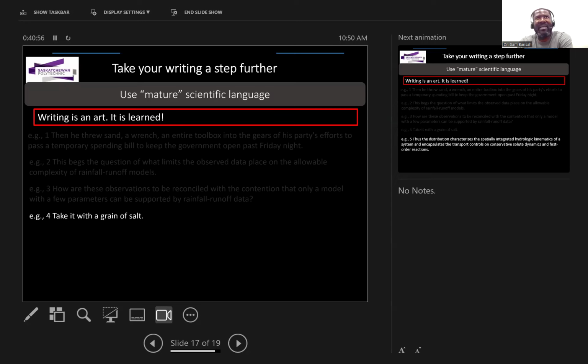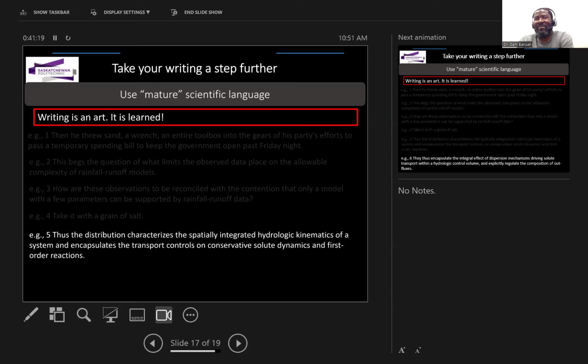Four, take it with a grain of salt, or take it with a pinch of salt. When you are writing, if you are not a literature person, does this come to your mind? If you write it this way, it's better than writing in plain language, like don't take it seriously, right? It's an art, right? Let's look at the fifth example.